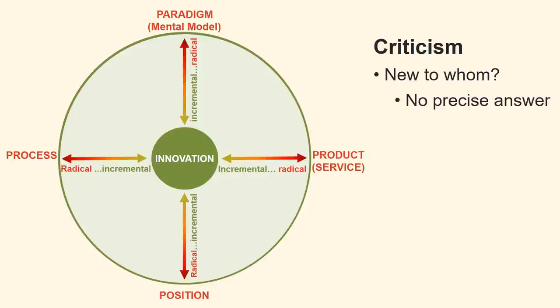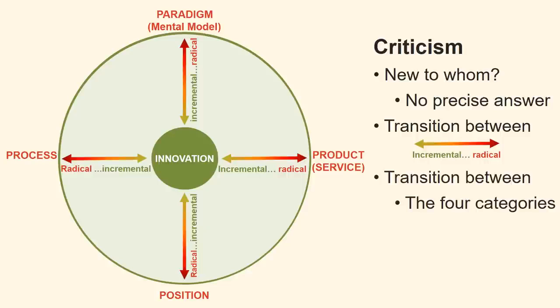The model does not provide a precise answer to the new to whom question. You, or the group you are part of. You have to define that yourself. Is it incremental innovation or radical innovation? There is a blurring of the transition between the two extremes. It can be difficult to determine if it is the one or the other of the four categories we are talking about. They can overlap each other.